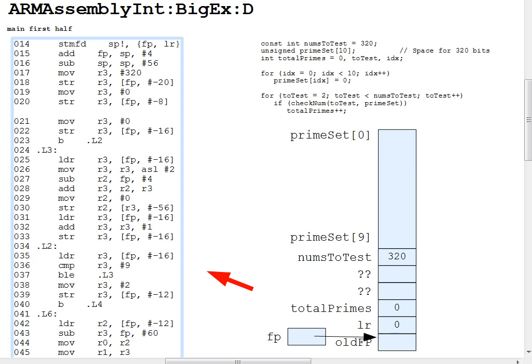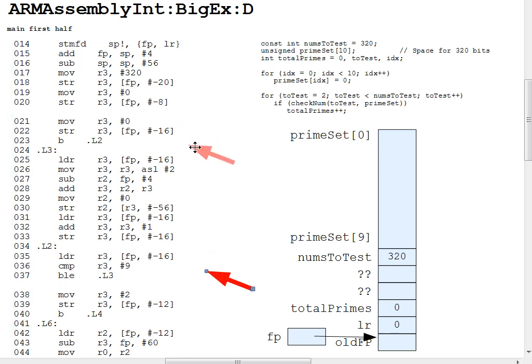Okay, so the answer here is that lines 21 through 37 implement the loop. And specifically, lines 21 through 23 initialize IDX, which apparently then is at offset minus 16. And we'll mark it that way in our diagram. Then line 23 jumps down to the test, which is on lines 35 through 37 here. The incrementer is on lines 31 through 33, right in here, just after the body, which is on lines 25 through 30.